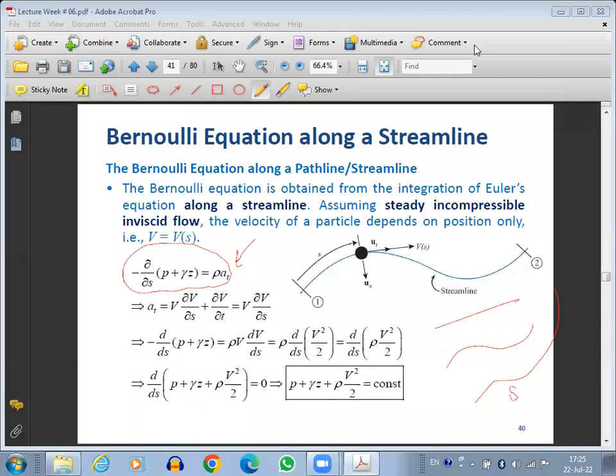Okay, so what we say is that, what will be this tangential acceleration? Tangential acceleration will be v ∂v/∂s plus ∂v/∂t. We already gone through it, that how tangential acceleration is equal to this thing.